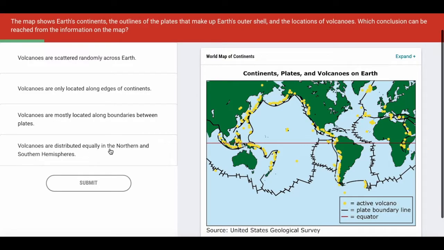It says volcanoes are distributed equally in the northern and southern hemispheres. The red line is the equator. If you're not familiar with what the equator is, it's an imaginary line that divides the Earth into the northern and southern hemispheres. If you actually go to the equator, there's not a physical line there. It just separates the northern hemisphere, which is above the line, and the southern hemisphere, which is below it. And just by looking quickly with our eyes, we can see that there appear to be many more yellow dots up here in the northern hemisphere than in the south.